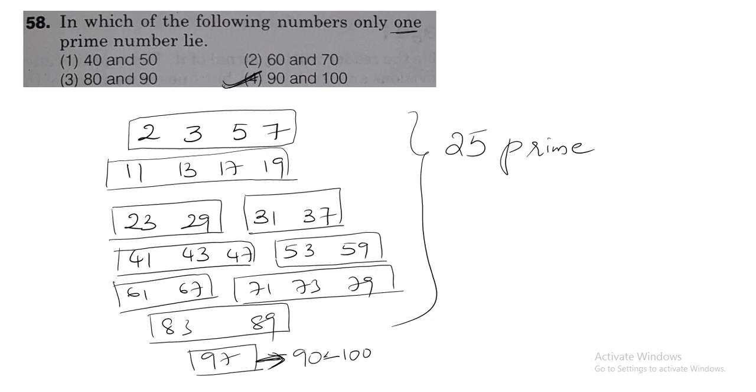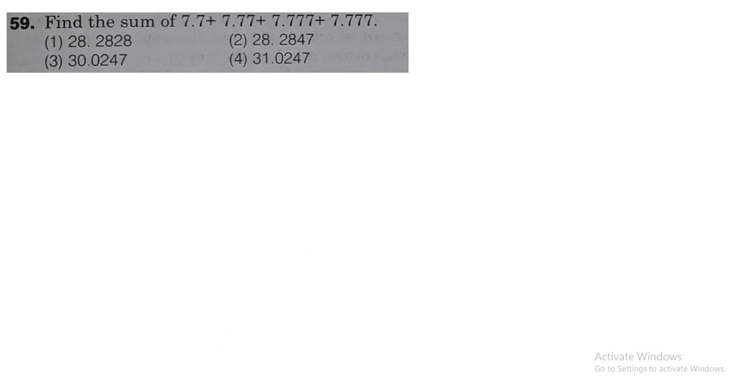Right, next moving on to question number 59. Find the sum of 7.7 plus 7.77 plus 7.777 plus 7.7777. Here it is 4 sevens. Okay, so this is the given question.